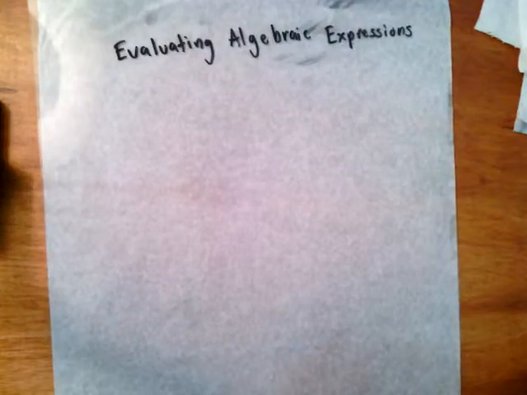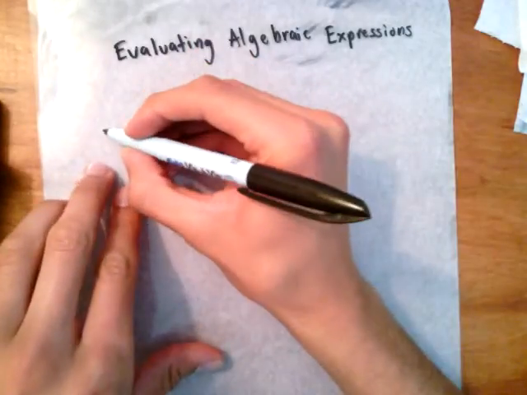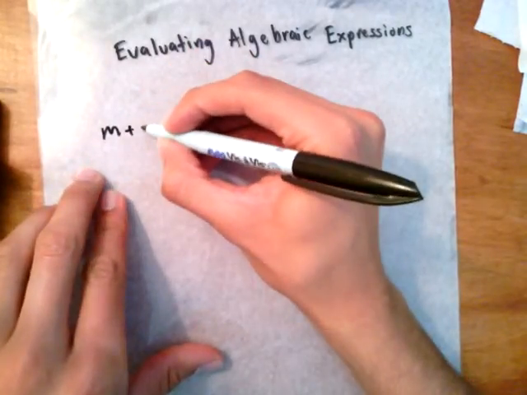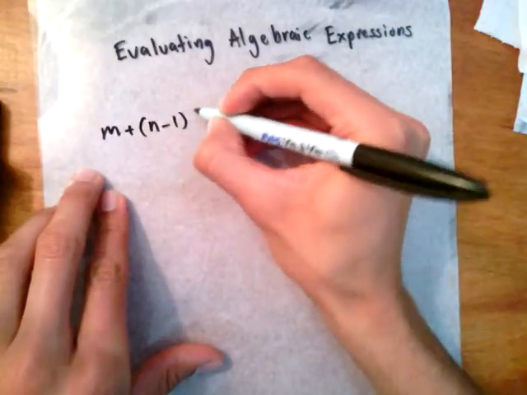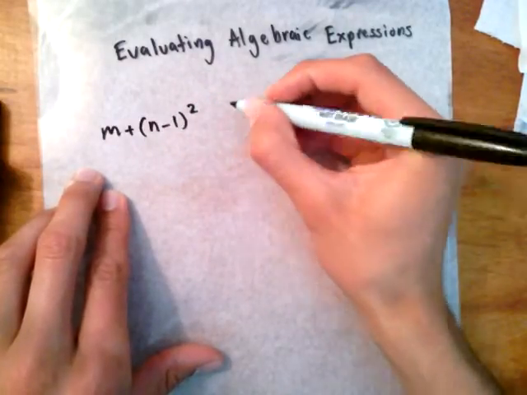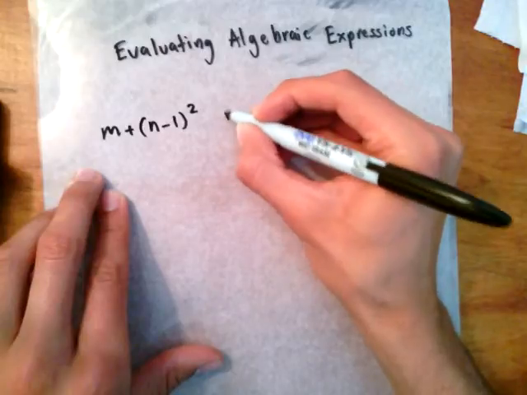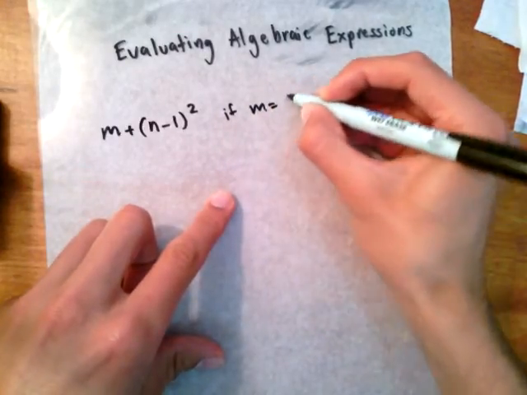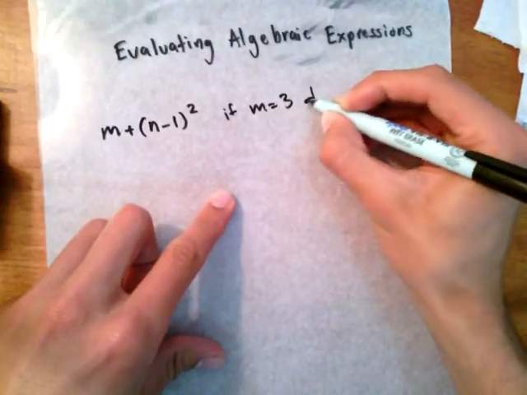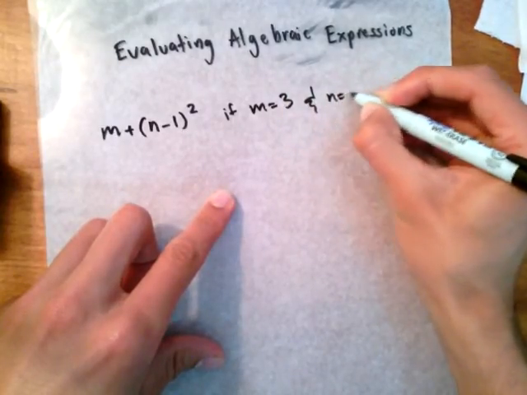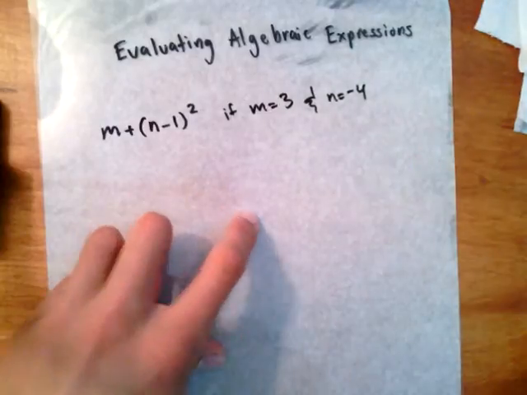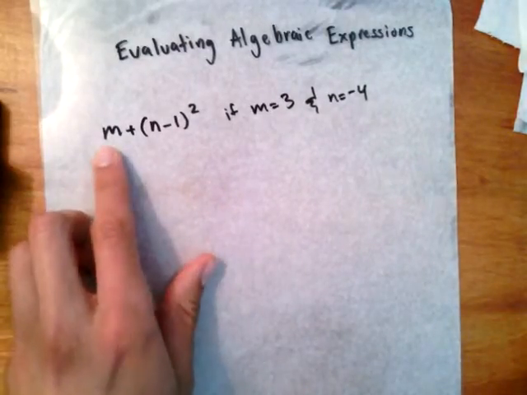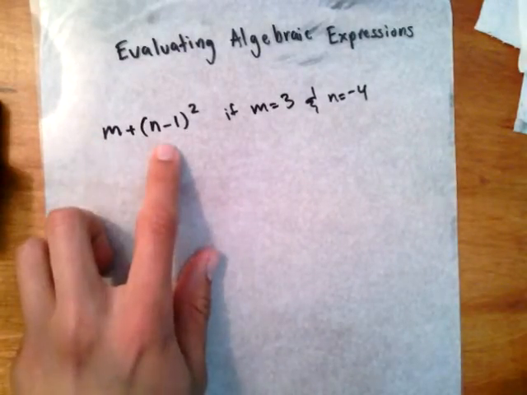Let's start by looking at an example. We have m plus parentheses n minus 1 quantity squared. Now, if we want to evaluate this expression if m is equal to 3 and n is equal to negative 4. So, we have our variables right here. Our first variable is m, and our second variable is n.